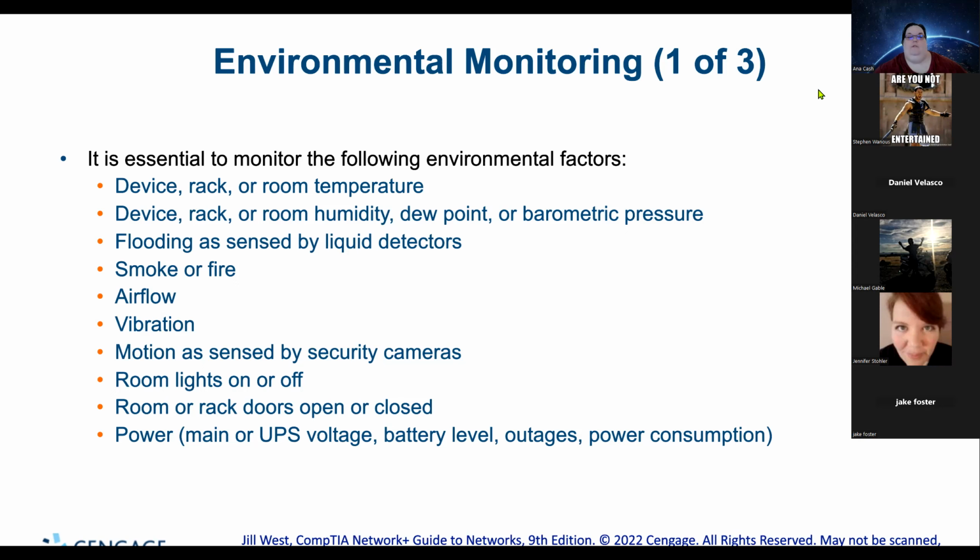Room lights on or off, room or rack doors open or closed, and power: main or UPS voltage, battery level, outages, power consumption. A lot of places that have servers have a UPS, which is the uninterruptible power supply. And then the UPS will go to a secondary generator, so that if the power kicks off, your server doesn't just go boop and drop everything. If it just shuts off with a cold drop, you can lose all sorts of things. And when you power it back on, you can cause all sorts of corruption and things like that.